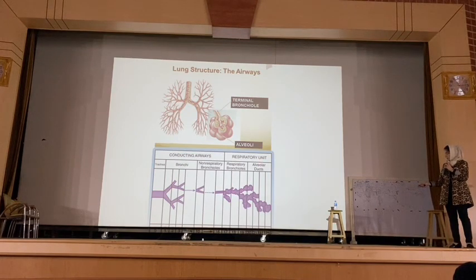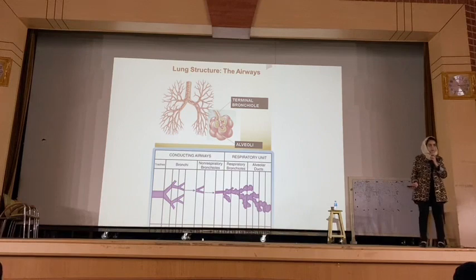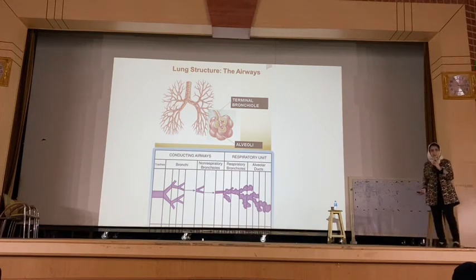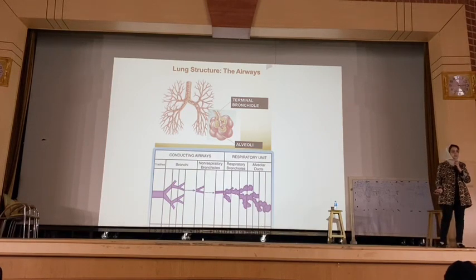be from the bronchiole alveoli. This part is called the respiratory unit, but this one is the conducting airway. Up to the respiratory bronchiole is the conducting zone or conducting air, because they conduct air and do not participate in gas exchange.